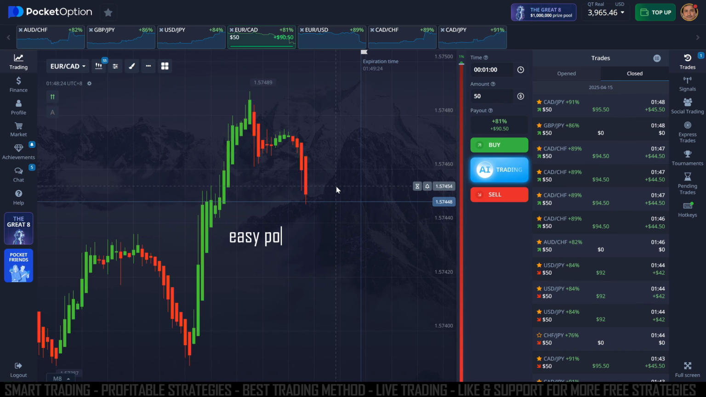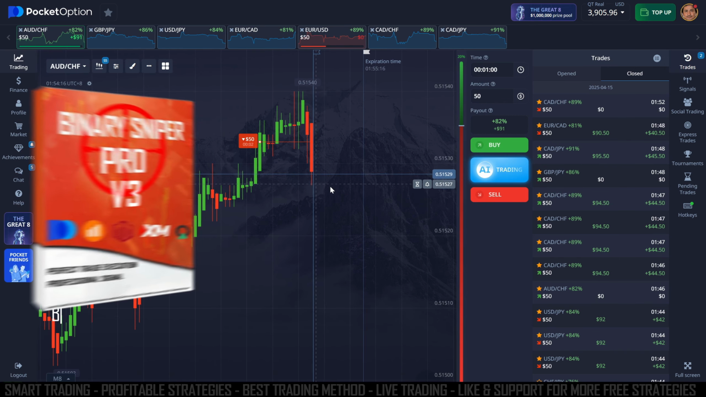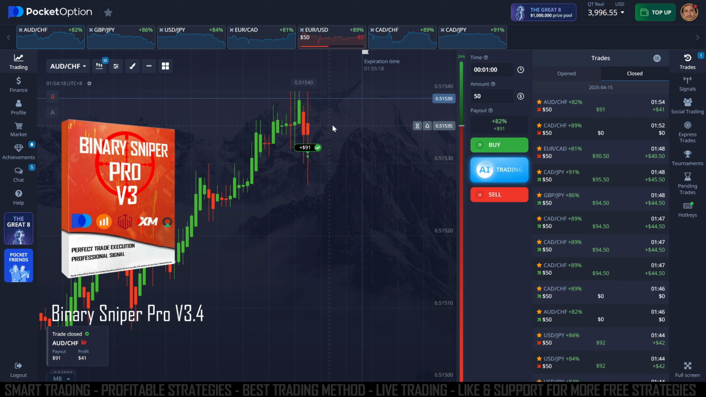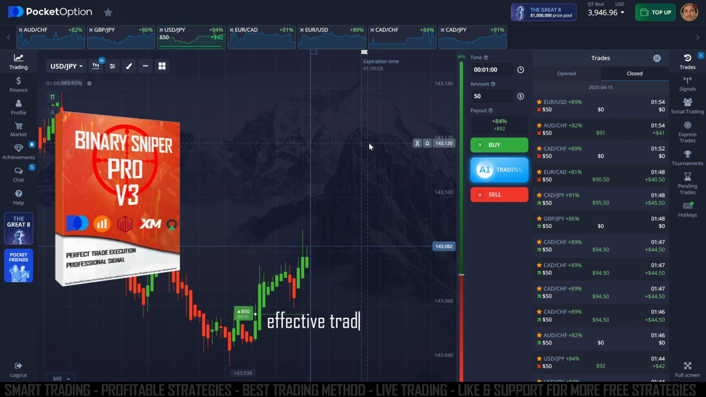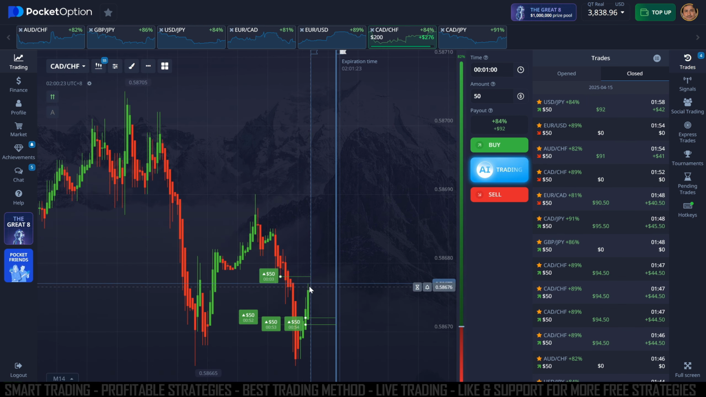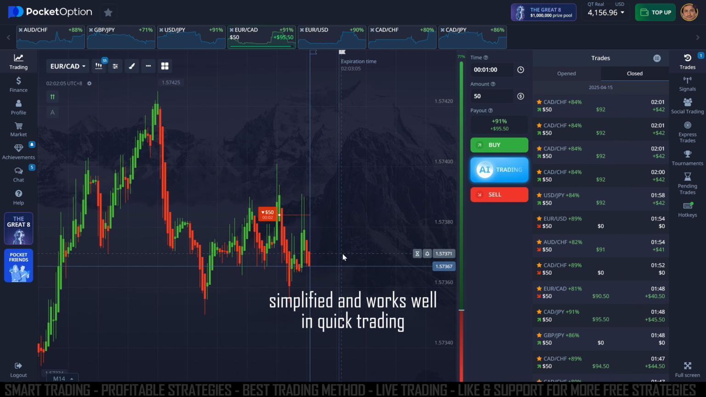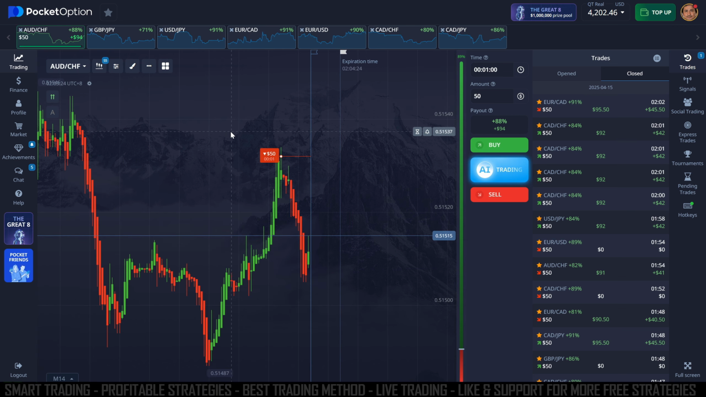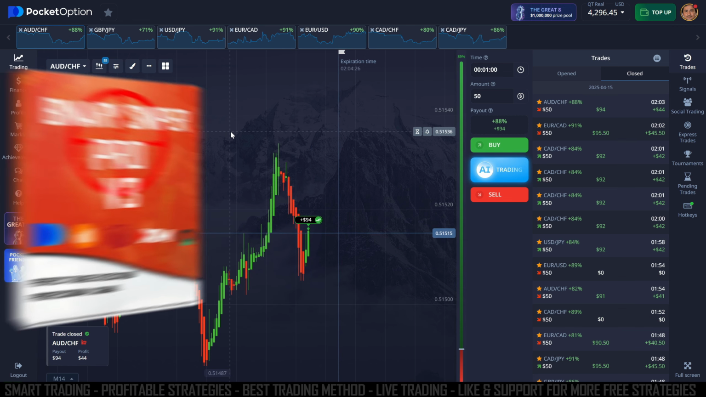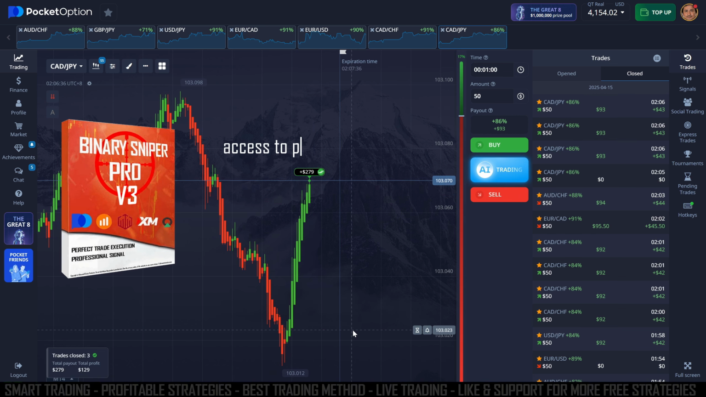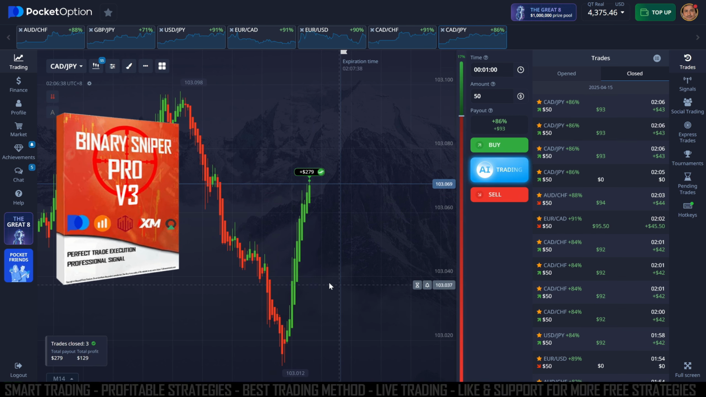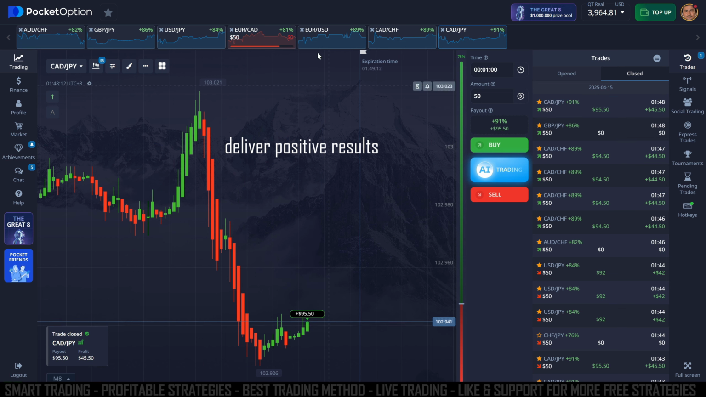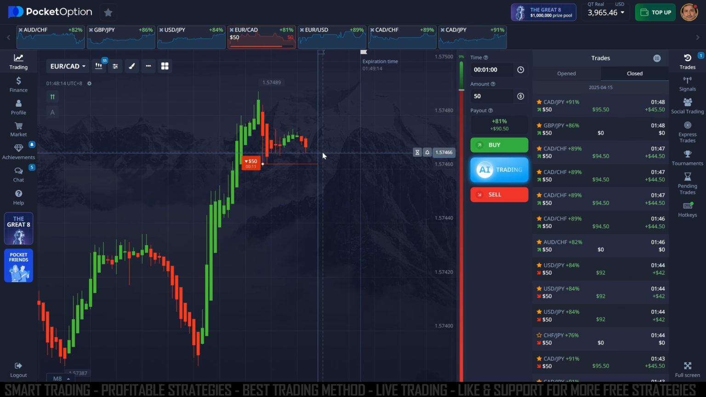We got an easy Pocket Option strategy here. The Binary Sniper Pro version 3.4 offers a highly effective trading strategy that will enhance your success rate. This method is simplified and works well in quick trading, making it accessible for both beginners and experienced traders. By using this Binary Sniper Pro indicator, you gain access to a powerful tool that has been rigorously tested and proven to deliver consistent trading results over time.